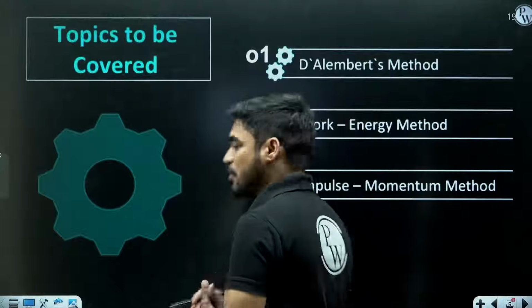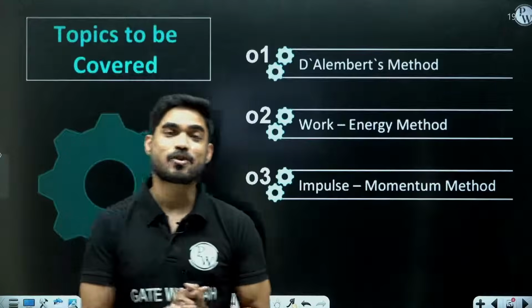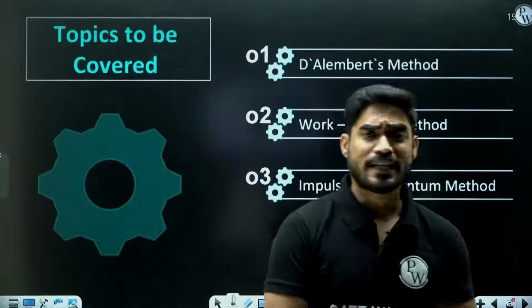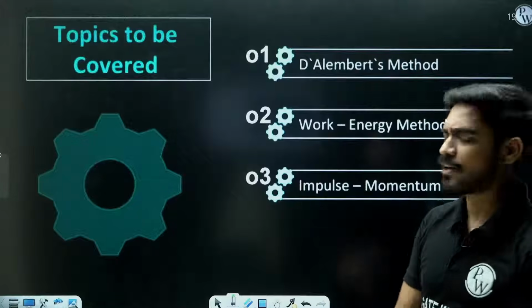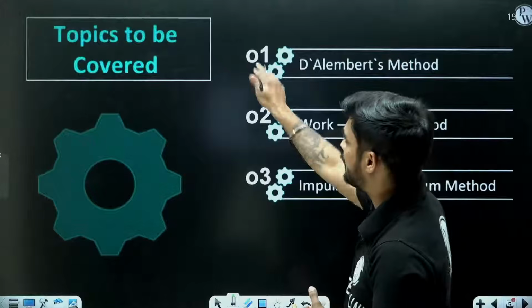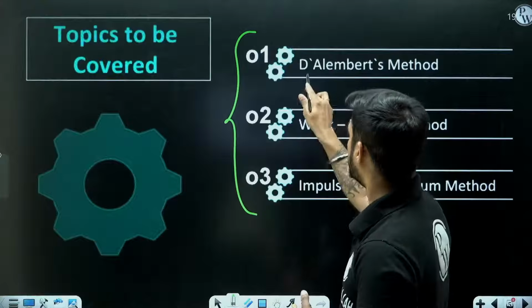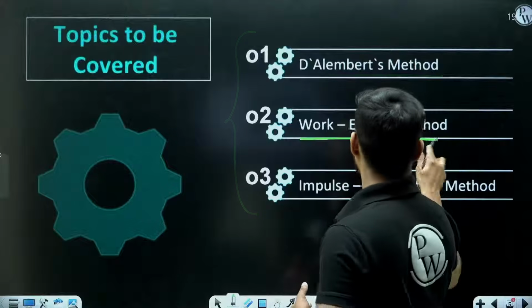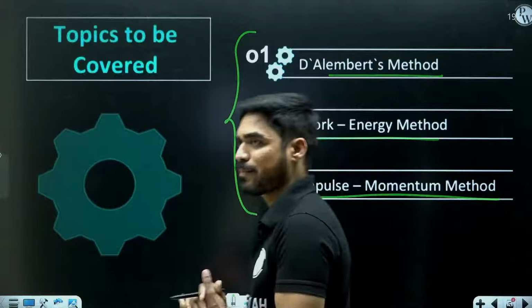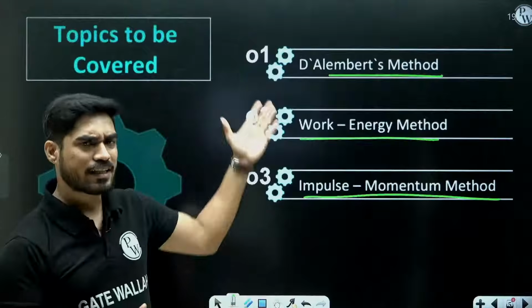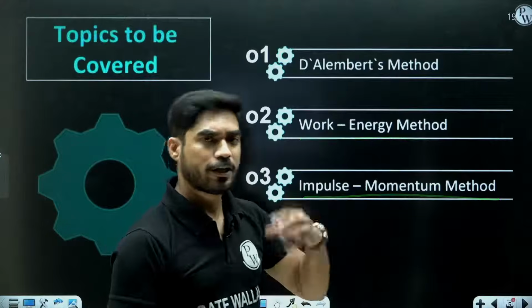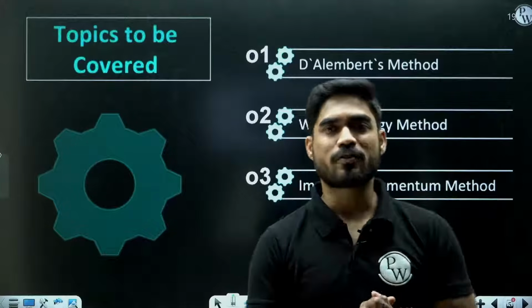So today we are going to start kinetics of particles. Now in kinetics of particles, we are going to see three different methods of solving the problems: D'Alembert's method, work energy method, and impulse momentum method. Let's understand what are these three methods, how we are going to use them to solve the problems of kinetics.